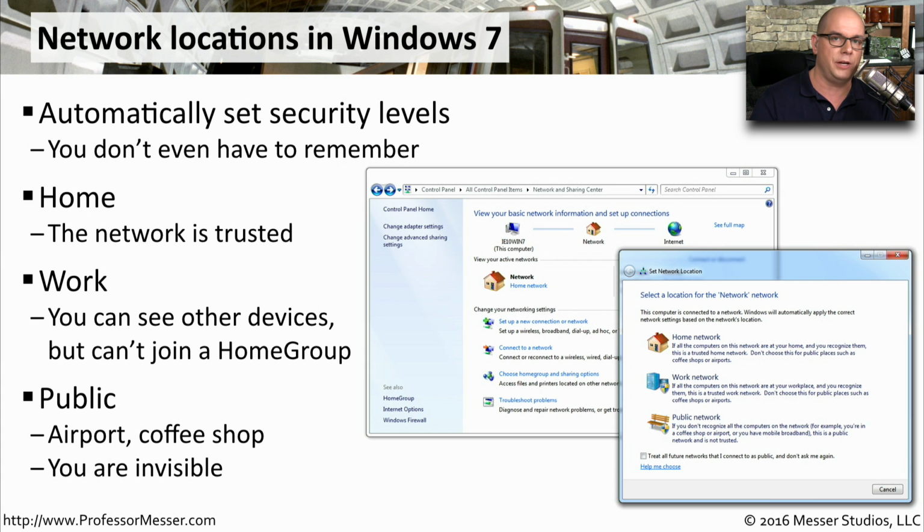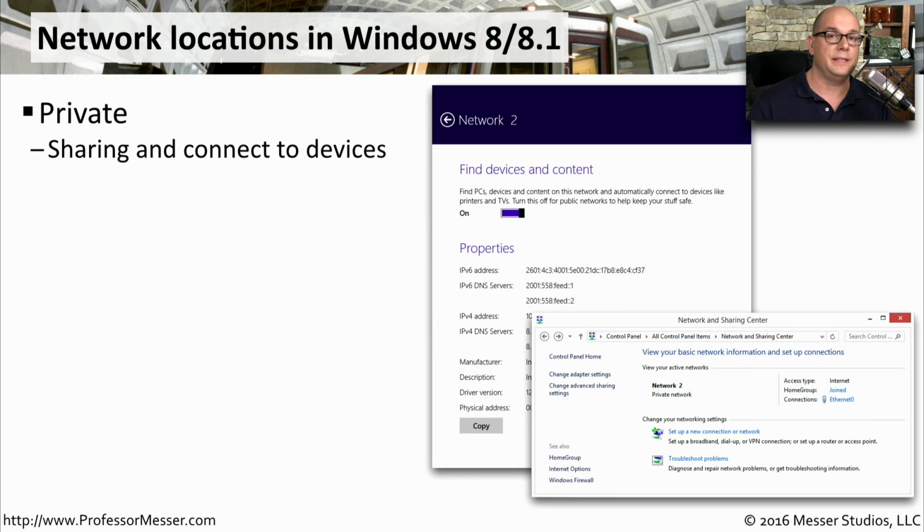Other people are not able to share files that are on your system or access anything that might be on your Windows configuration. In Windows 8 and 8.1, these network locations have been simplified a bit. There is a private network, which is similar to the home network that you had in Windows 7, where everything can be shared and you can connect to any of the devices on that network. And then there is a public network, where there is no sharing or connectivity between devices on that network.